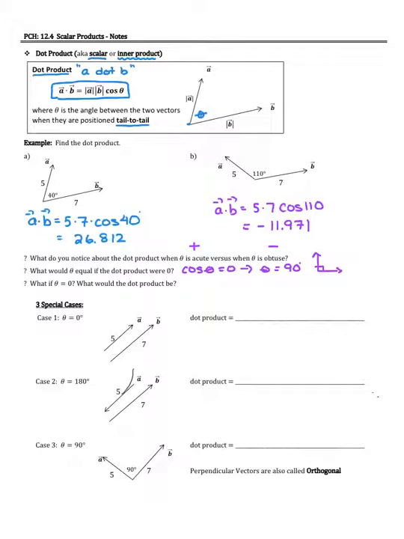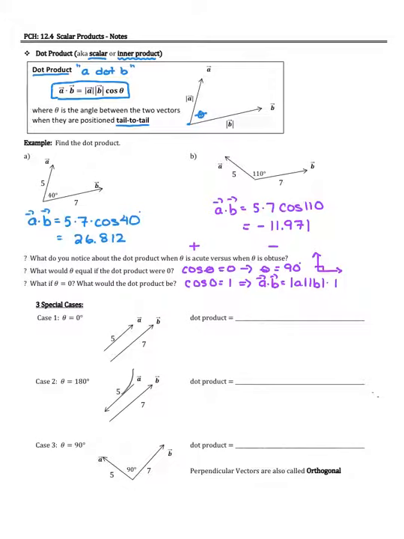And what if theta equals 0? What would the dot product be? Well, since we know cosine of 0 is 1, that means the dot product will end up just being the product of the magnitudes, because you'd be multiplying by 1. Okay, so in summary, the 3 cases when you're taking a dot product.